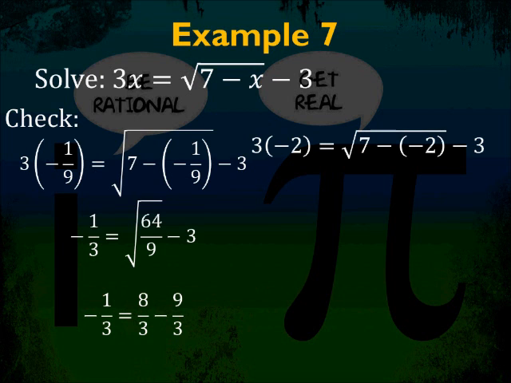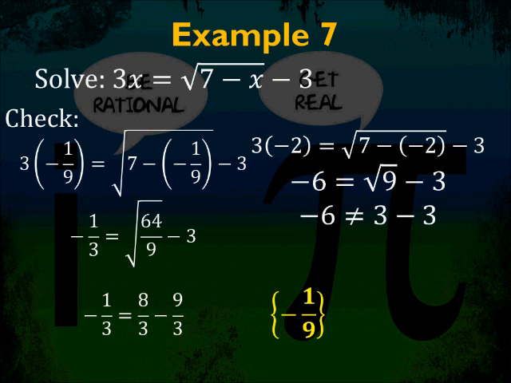Now let's check the other solution. We have a negative 2, and that doesn't work. 3 minus 3 is not negative 6, so our only solution is negative 1/9. This is why checking the answer is really important, because, again, when you square both sides, you no longer have the same equation because you've changed some of the zeros possibly. So, check your answers and make sure they work.